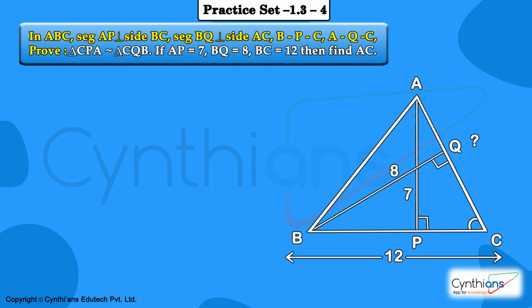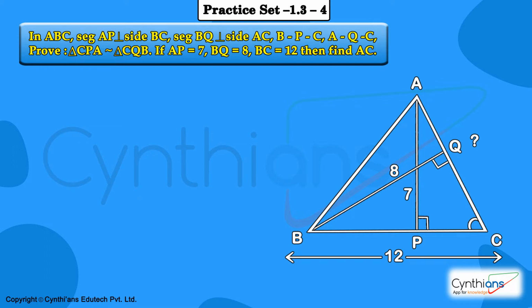Then prove that triangle CPA is similar to triangle CQB. If AP is equal to 7, BQ is equal to 8, BC is equal to 12, then find AC. Now, if you look at the question, there are two parts. In the first part, we need to prove triangle similarity. In the second part, we need to find AC.